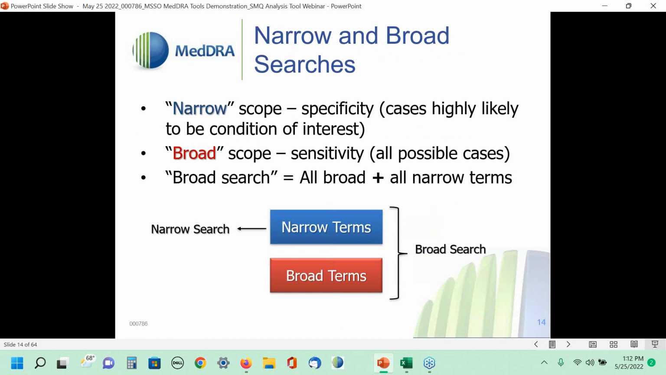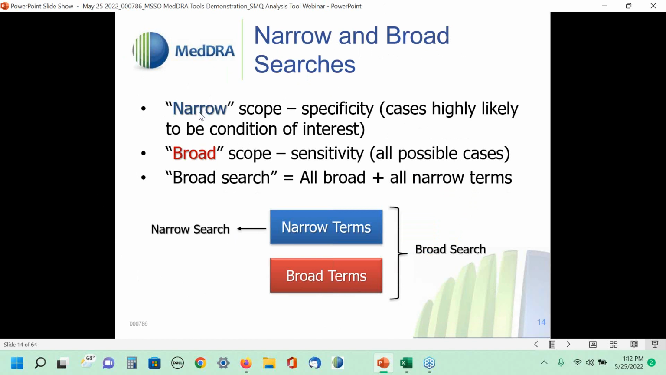And when you use an SMQ, what terms you tend or desire to use are going to be a reflection of what it is that you're trying to pull out of your database. So we talked about this before. This is worth emphasizing again, because in order to use the SMQ Analysis Tool, you need to fine-tune this sometimes in terms of whether you're going to do a narrow or broad search.